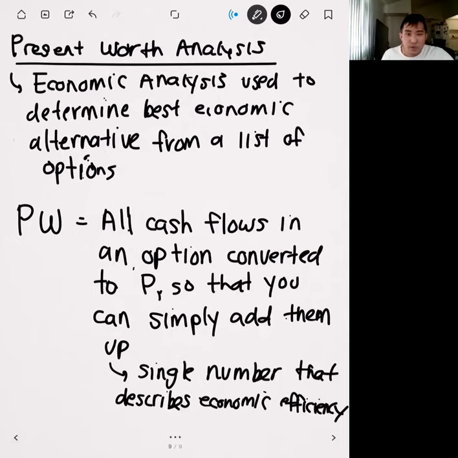And so a lot of times the way that you're going to go about these problems is, you have your different options. You're going to list out all the cash flows. Just like we saw before, drawing the cash flow diagram would really help. And then from there, you compute the present worth for every single option, and then you pick the one that's the best.